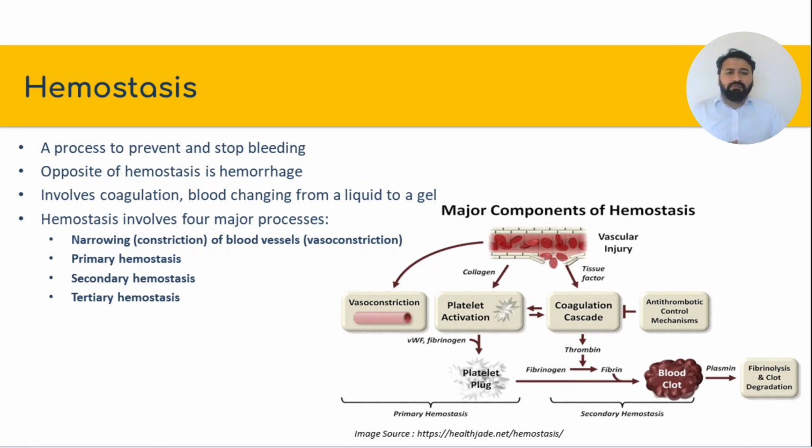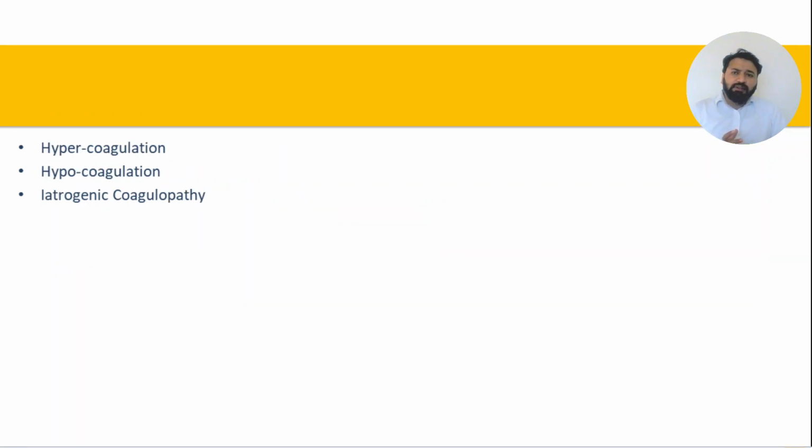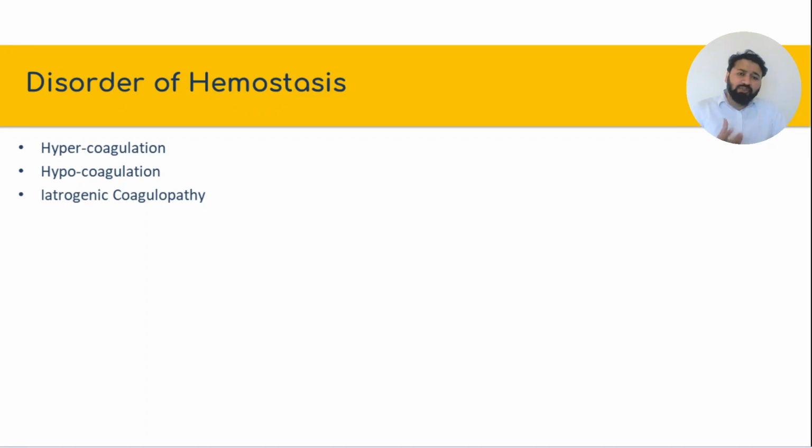Now come to the next point: what are the disorders of hemostasis? We understand what hemostasis is, but what are the disorders of hemostasis? There are three main disorders of hemostasis: hypercoagulation, hypocoagulation, and iatrogenic coagulopathy.